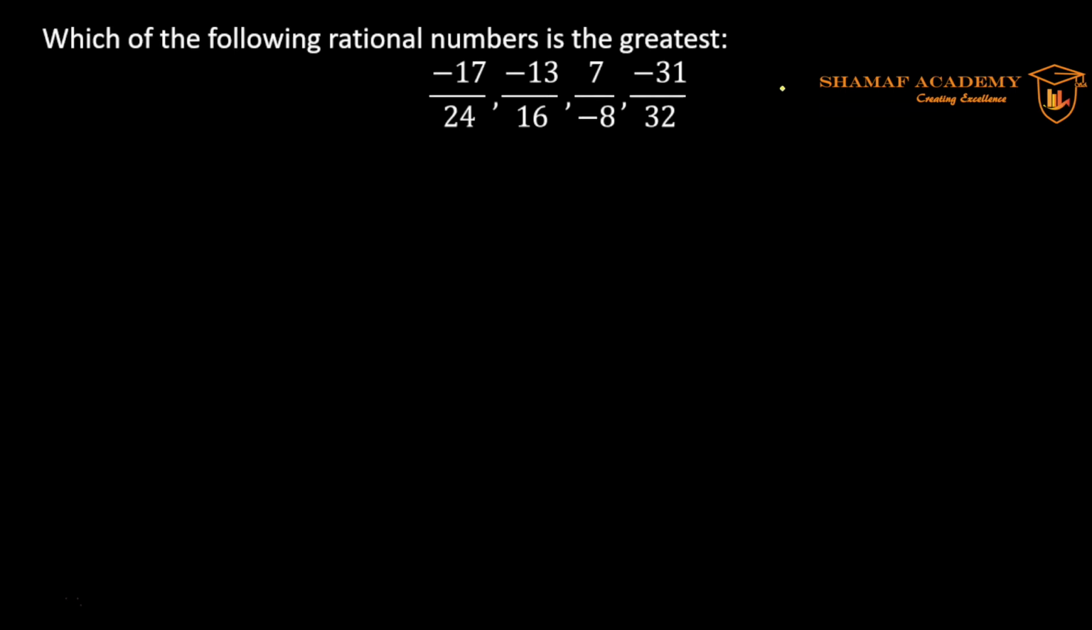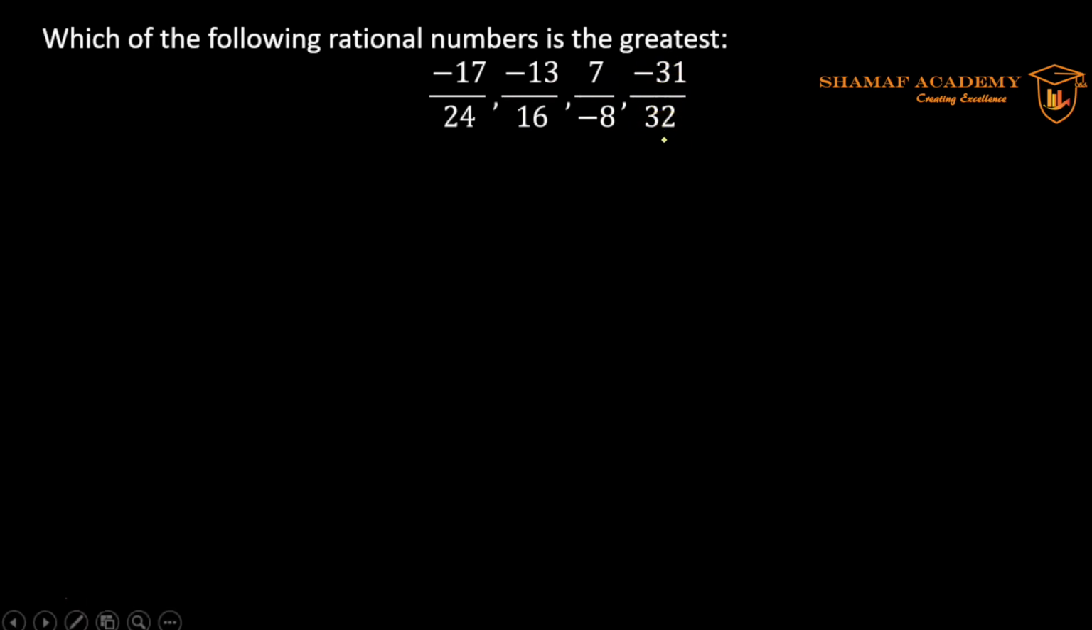So today we have a question: which of the following rational numbers is the greatest? So we have negative 17 by 24, negative 13 by 16, 7 by negative 8, and negative 31 by 32.